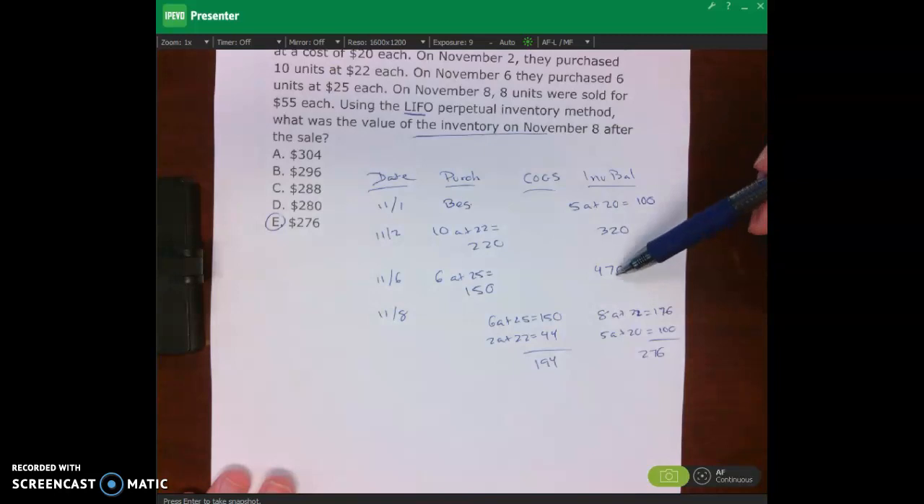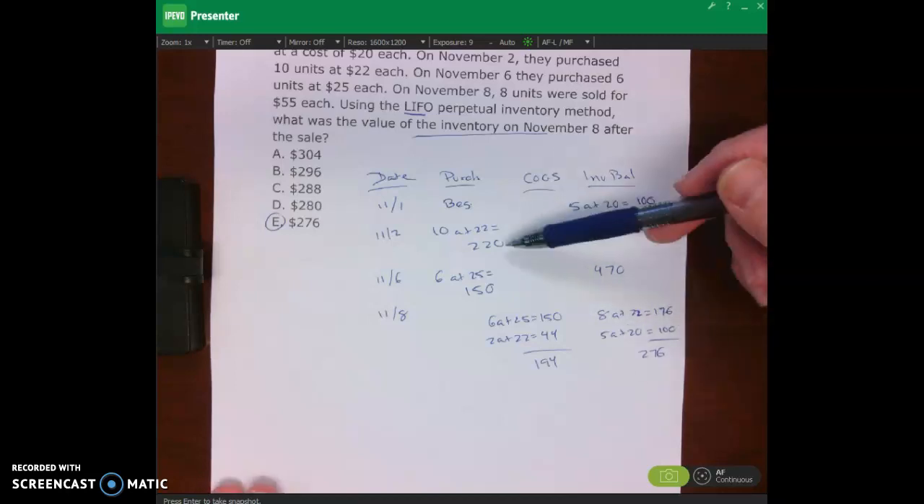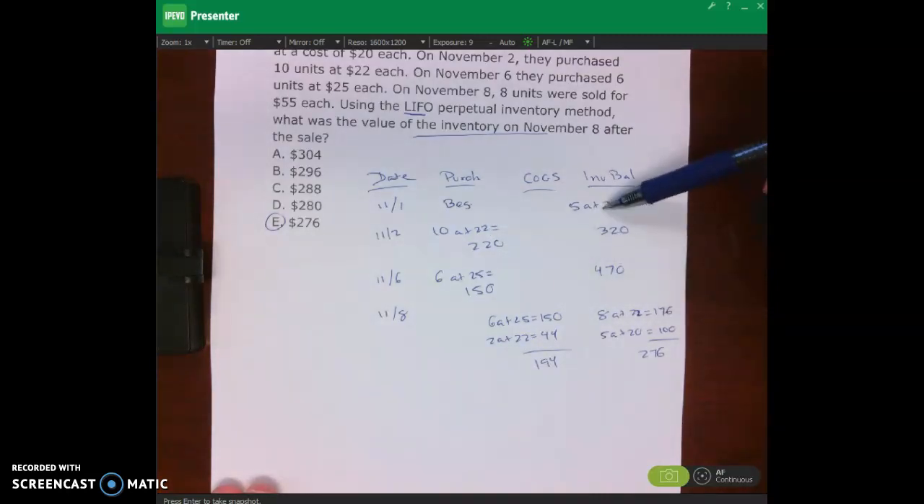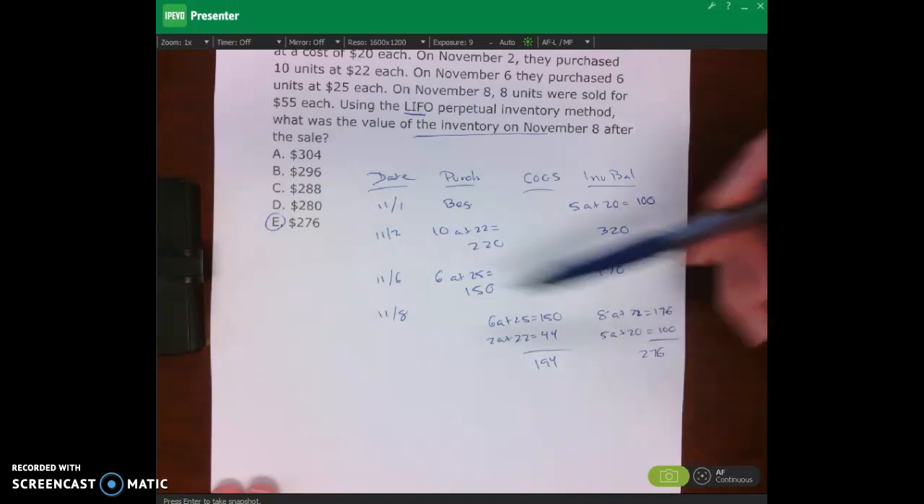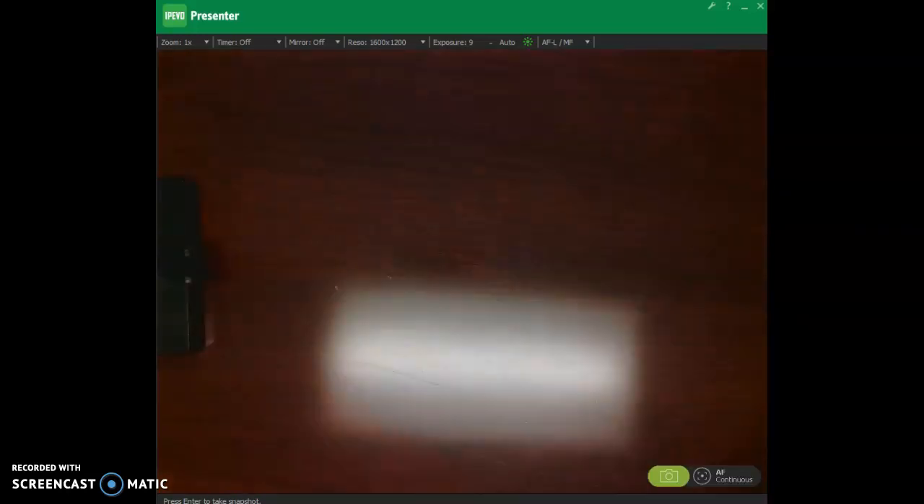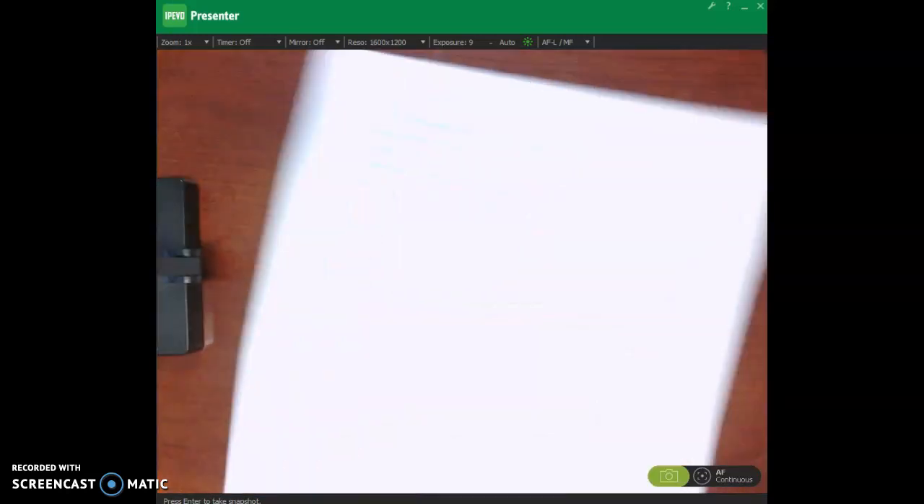So I can take my 470 minus my 194 to give me 276. Or I could also ask which ones I have left over. I still have 8 at the 22 because I only sold 2, that's 176, and I still have all my beginning inventory of $100. 176 plus 100 gives me 276. E is the right answer. Okay, so let's look at number 95.